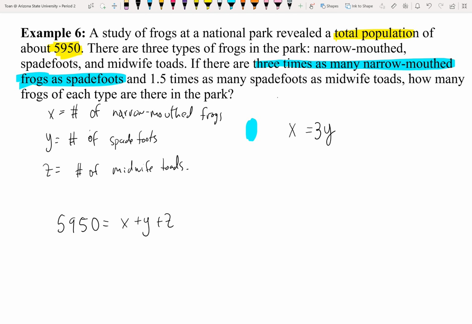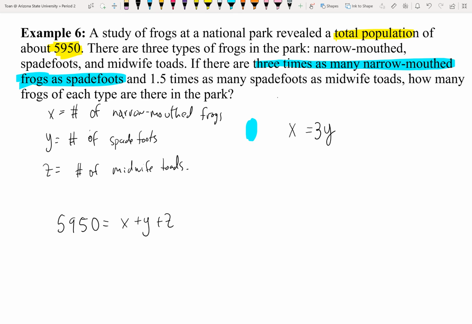There are 3 times as many narrow-mouthed frogs as spadefoots. This is the equation that it says. A common mistake students make is thinking 3 times narrow mouths, x, so they write 3x equals y. That is wrong. If that confuses you, just start with the variables equal to each other, ask yourself which side is big, which side is small, and then try to balance the equation, because they're supposed to be equal.